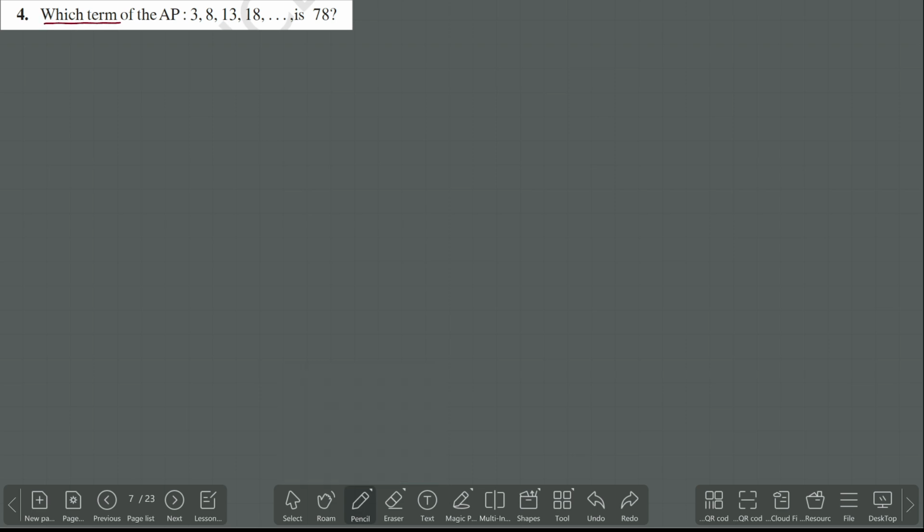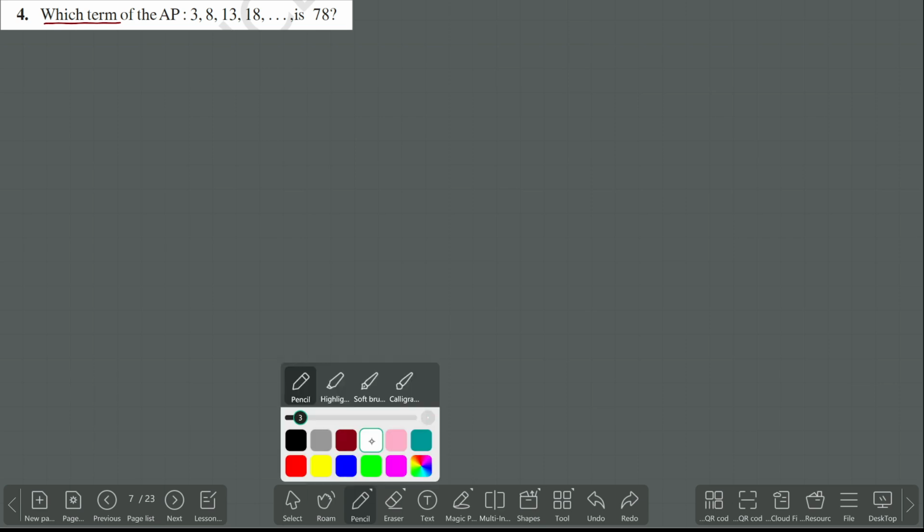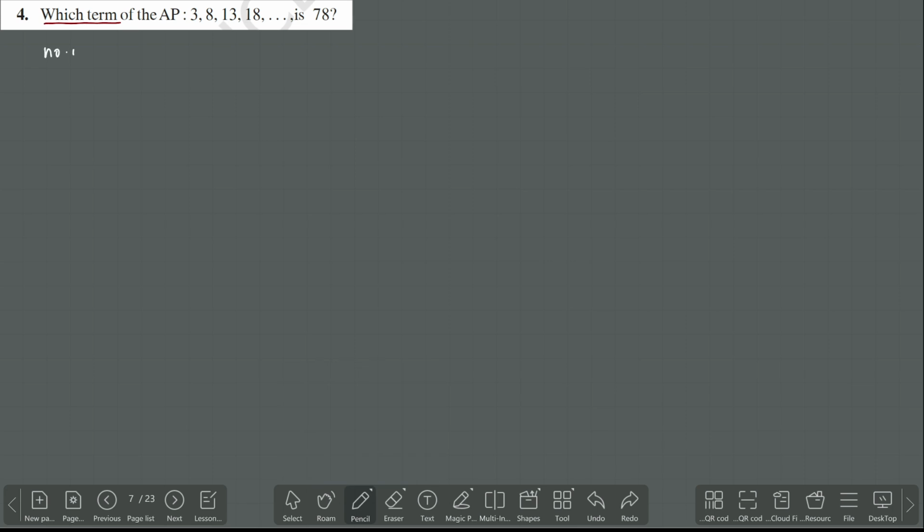Not only which term, number of terms, how many terms, find n. If they ask these things, we have to find an formula. Okay, listen carefully. Which term, number of terms, how many terms, find n.